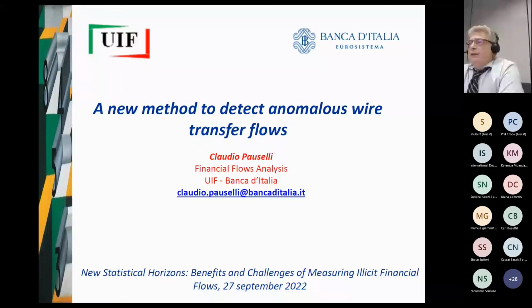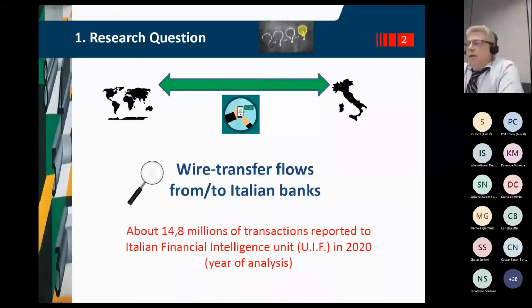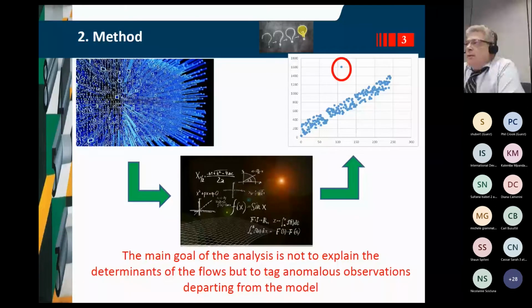First of all, let's introduce the research questions. In 2020, we recorded about 50 million transactions related to wire transfers from and to abroad and Italian banks. It's a huge number of transactions, and it is necessary to build a filter to select the most anomalous transactions in order to do in-depth analysis for anti-money laundering purposes. In which way can we build this filter?